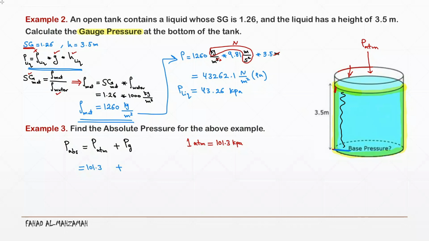101.3 and I will write the unit kilo Pascal. In order to add, this unit must be kilo Pascal. Otherwise, I cannot make this operation. Okay, I cannot make this operation. So, do I have the gauge pressure or the pressure of liquid in kilopascal? Yes, 43.26. So, I will write 43.26 kilopascal.